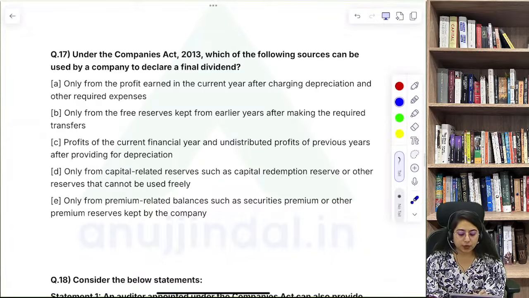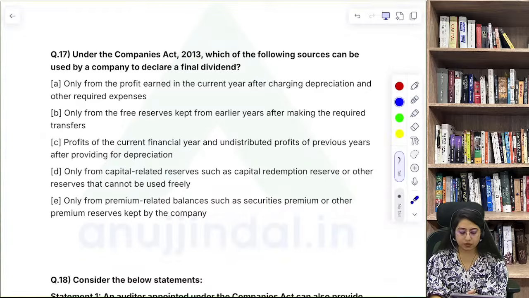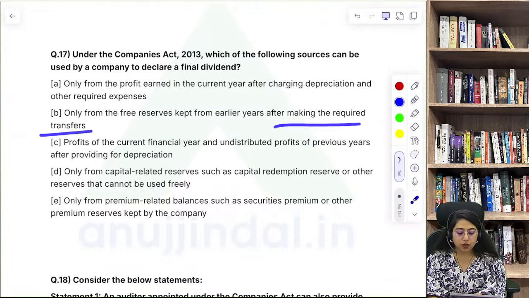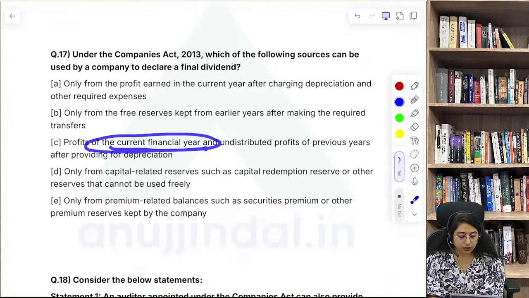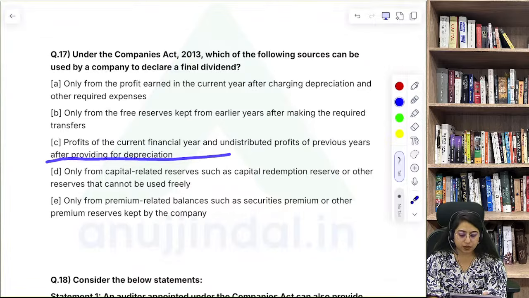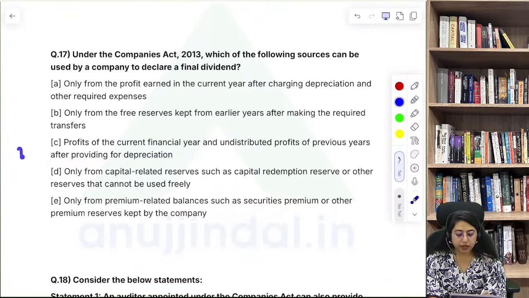Under the Companies Act 2013, which of the following sources can be used by the company to declare a final dividend? Question number 17. You need to identify the sources. Only from the profit earned in the current year after charging depreciation and other required expenses. Only from the free reserves kept from earlier years, making the required transfers, profit from the current financial year, and undistributed profits of the previous year after providing for the depreciation. Very good, Rahul. The correct answer here is C.